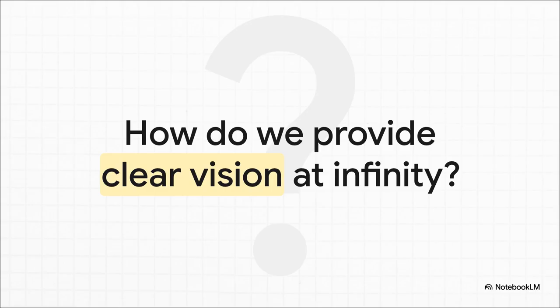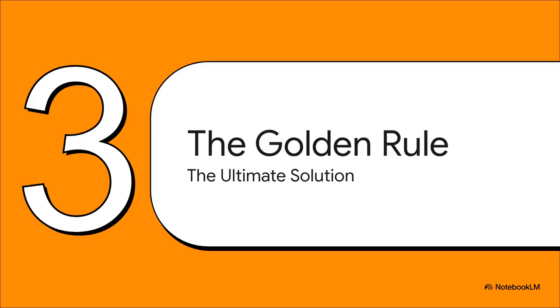The myope's eye demands that an object be 50 centimeters away. So how on earth do we take an eye that demands an object be half a meter away and allow it to see a star that's millions of miles away? Which brings us to Section 3, the golden rule.